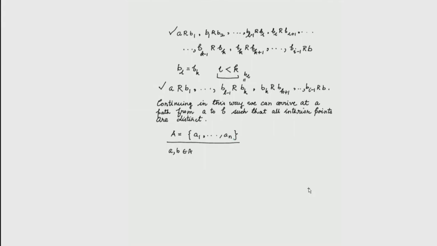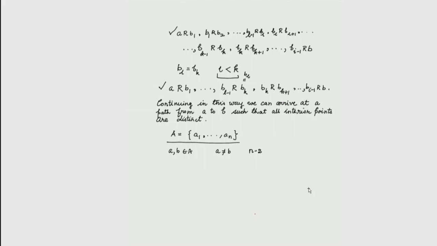Now, let us go back to the set on which we are considering the relation, this set has got only n elements a1 up to an, and so if we take any two points in A, if they are connected by a path, we know that we have already seen that we can always do that, connect A and B through a path where interior points are distinct, but these interior points are going to come from the set A itself and nowhere else.